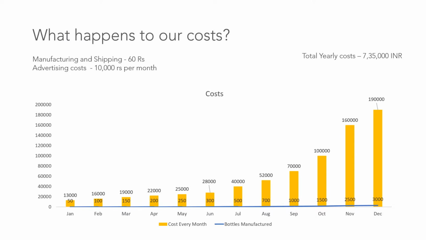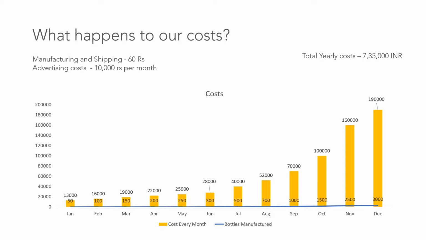Now let's look at what happens to our costs. In the first month, we spend 10,000 on advertising and we manufacture 50 bottles. Manufacturing 50 bottles costs us 50 into 30, that is 1500 rupees, and since these bottles will also be needed to be shipped to the customers, that will cost us 50 into 30, 1500 rupees again. So apart from the 10,000 advertising costs, we will have to spend 1500 manufacturing and 1500 shipping costs. So in total we will spend 13,000 in the first month, which you see as the tiny little column on the left side of the screen.